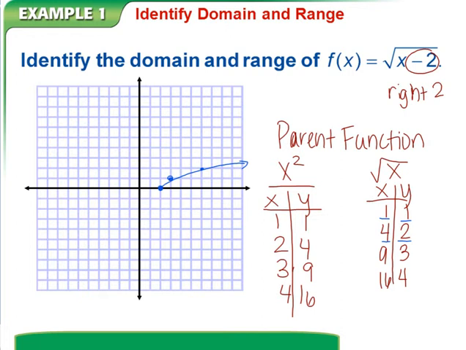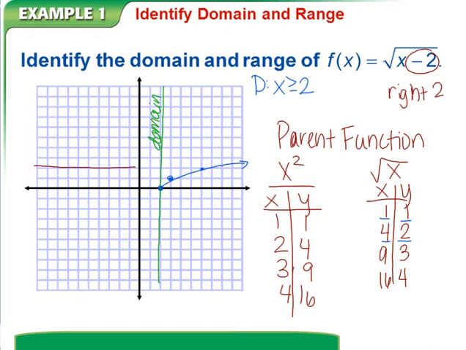Okay, it also says to identify the domain and range. So domain is when we have a vertical line running across our x-axis. When is this going to be touching the function? It's touching it here up until this point. Over here it's not touching it at all. So it touches it when x is greater than or equal to 2. So the domain is x is greater or equal to 2.